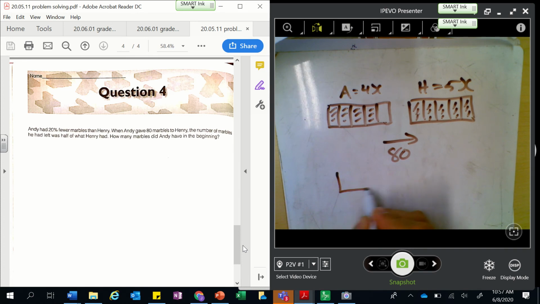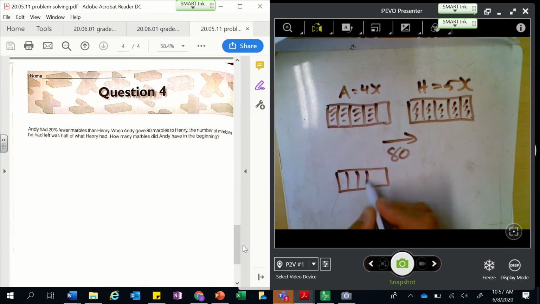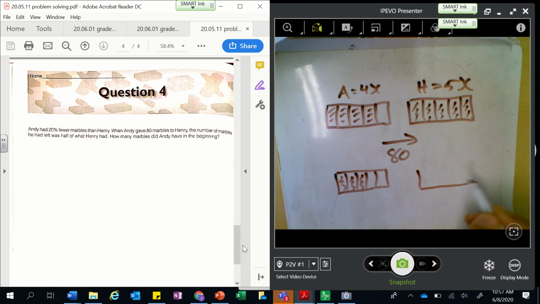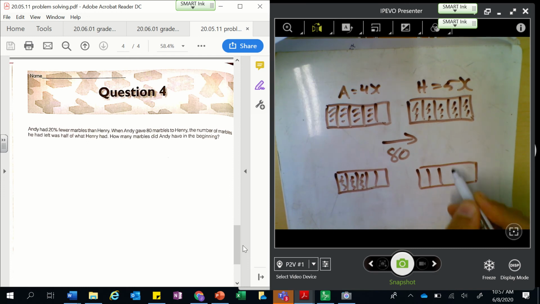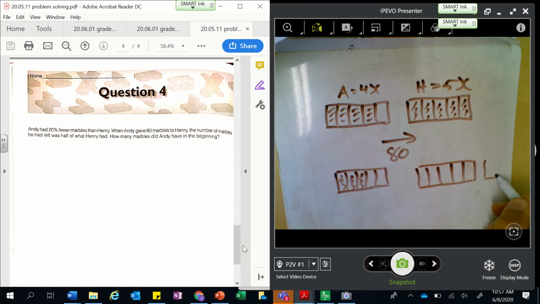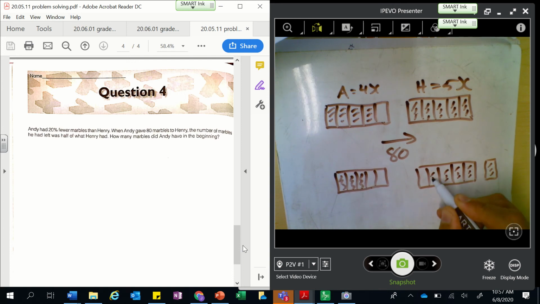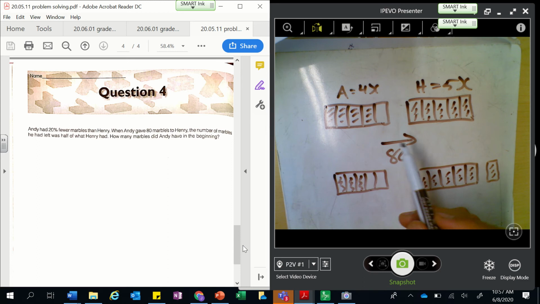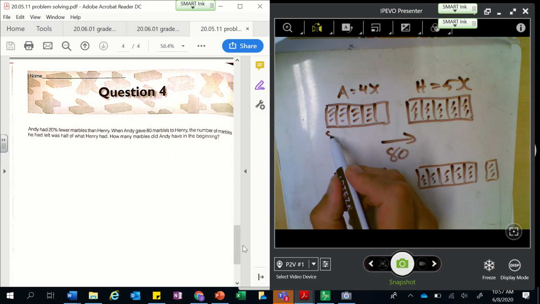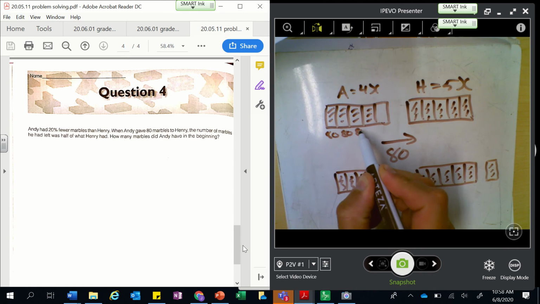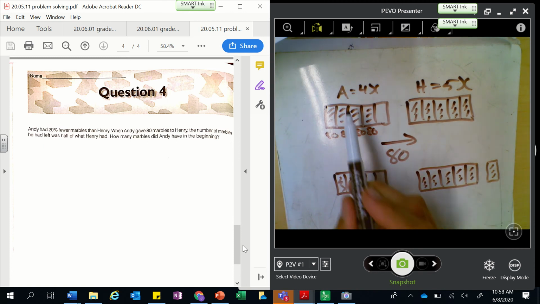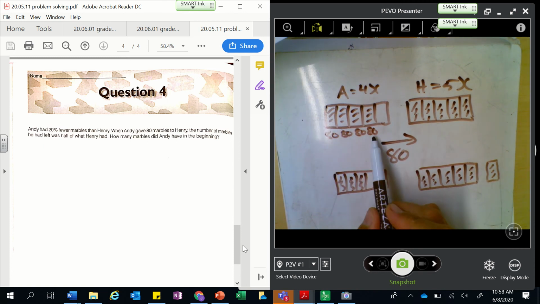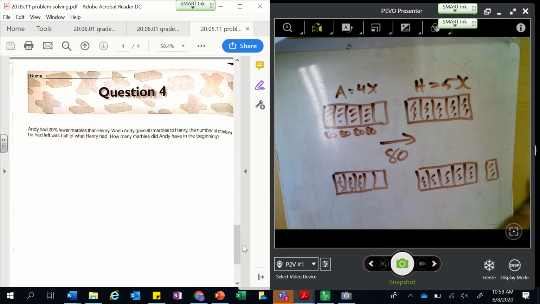Or now he has 1, 2, 3, this, and Henry now has 1, 2, 3, 4, 5, plus a little bit more. Now, since we know that 80 moved from here to here, and that's one block, we can now figure out that each block is worth 80. And the question says, how many did Andy have to begin with? 80 times 4 is 320 marbles.